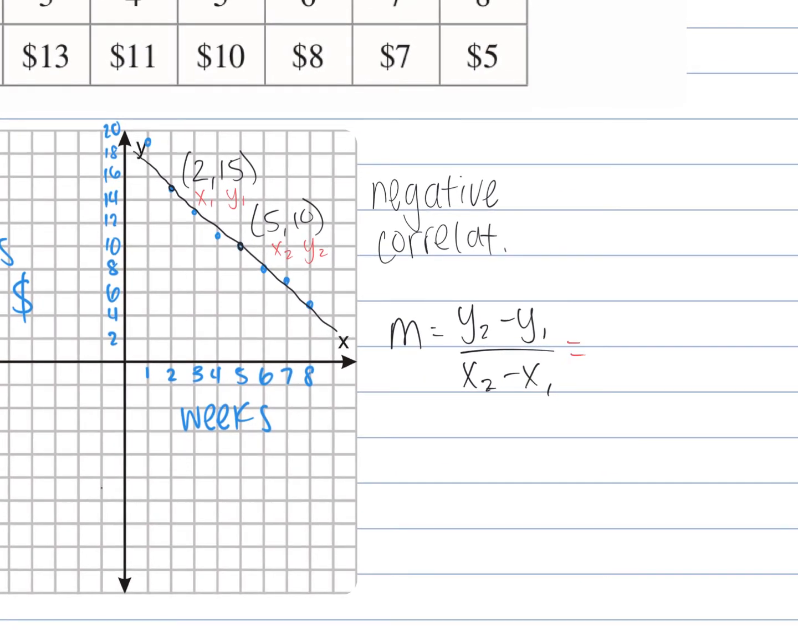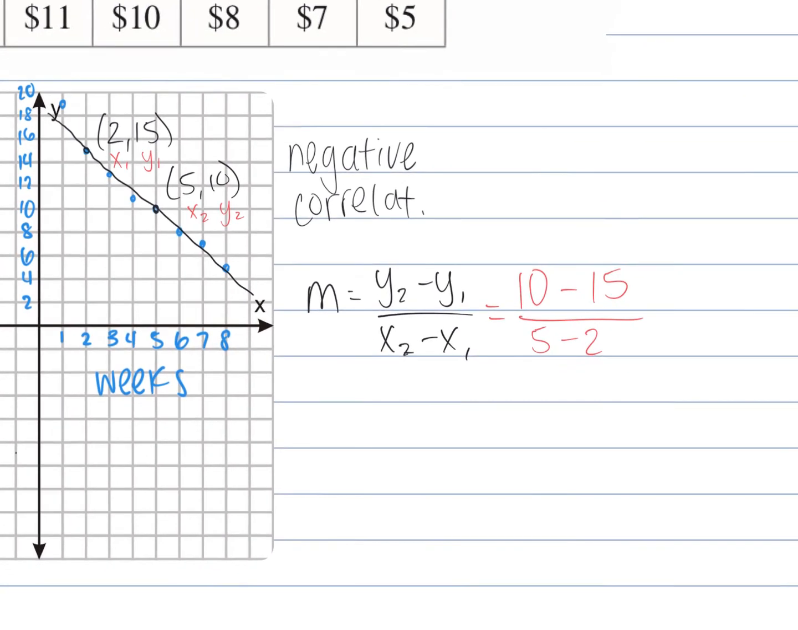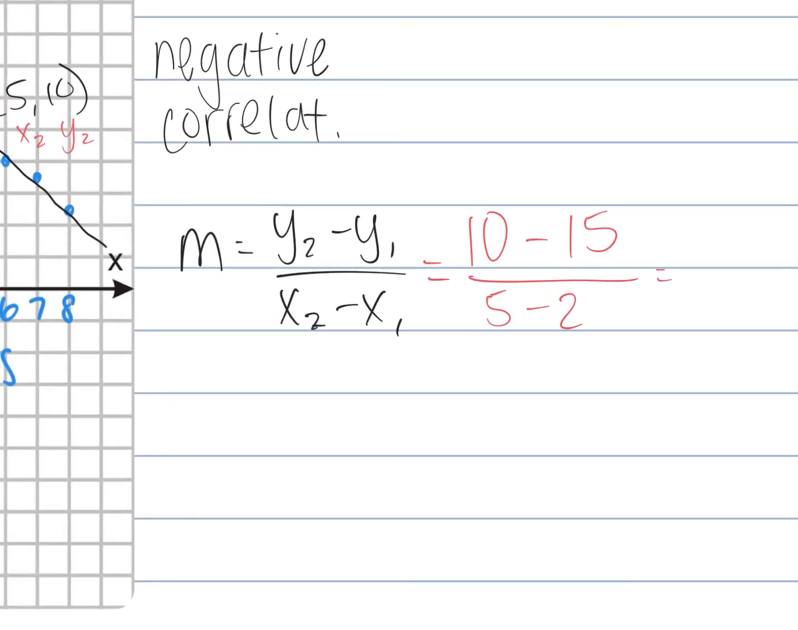When I plug them in, let's see what I get. I should get 10 minus what? 15 over 5 minus 2. What's 10 minus 15? Negative 5. And 5 minus 2? 3. So negative 5 over 3. Does it simplify? No. Originally, I said my slope of this line should be what? Is my slope negative? I'm a happy person, okay? Because what I just found matches what I had on the graph. Are you guys with me?